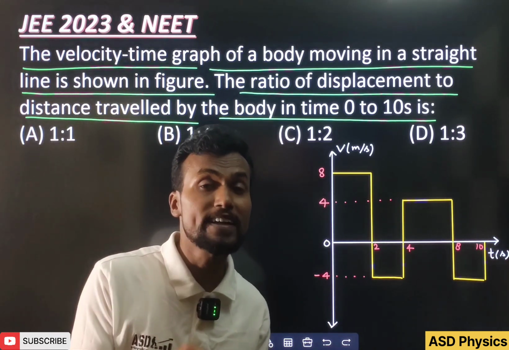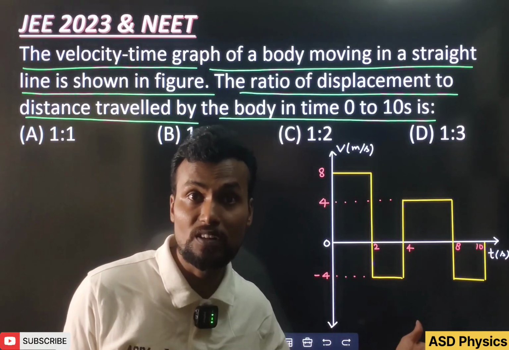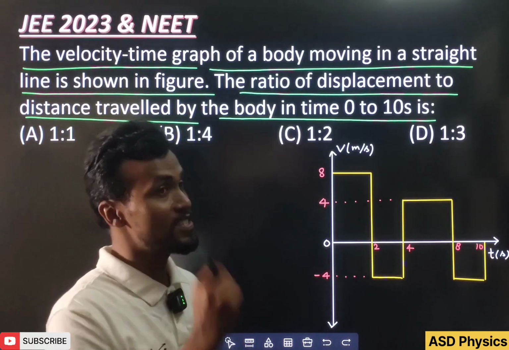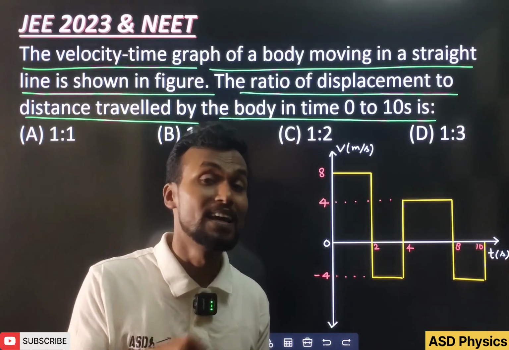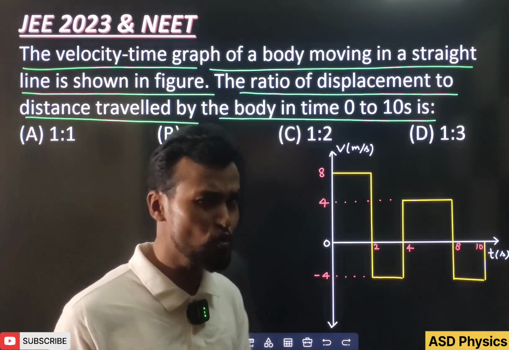So here you should know that displacement is a vector quantity. Upward area will be positive, downward area will be negative. The distance, on the other hand, is a scalar quantity. And here what will happen is that up area, down area, all will be positive. Is it? How to do it here?